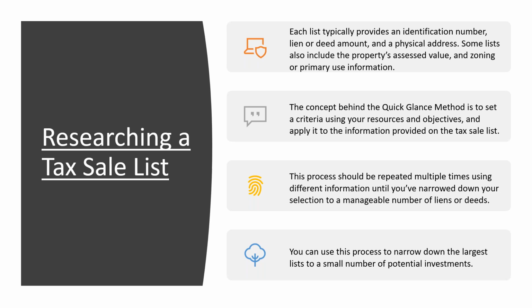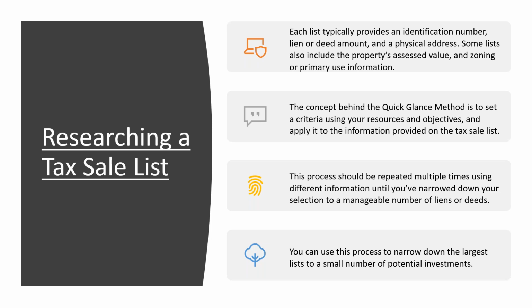So the idea here is to find a criteria that we can set or use to narrow down our list of potential investments. It is a process of weeding out those that won't work, so that we can focus on those that will. It's a process where we are constantly narrowing down our potential investments.